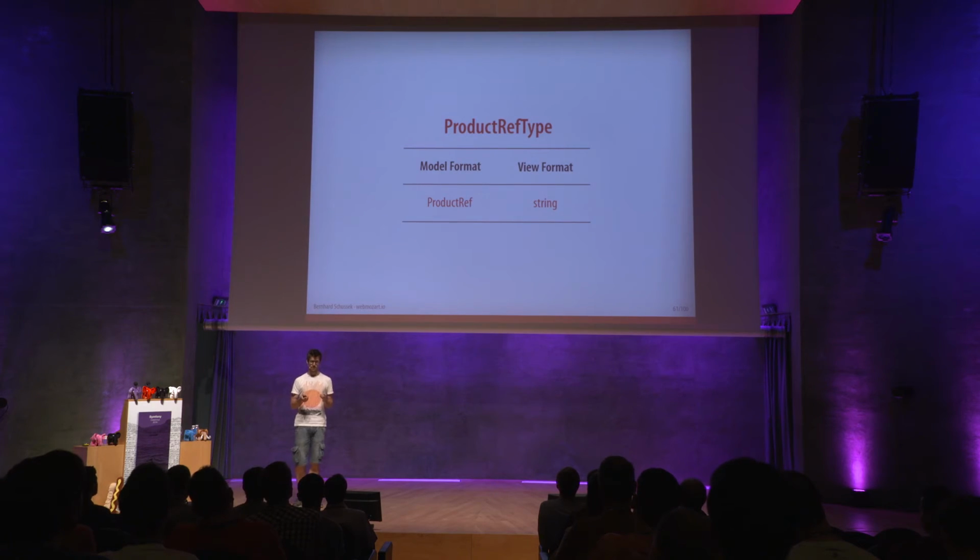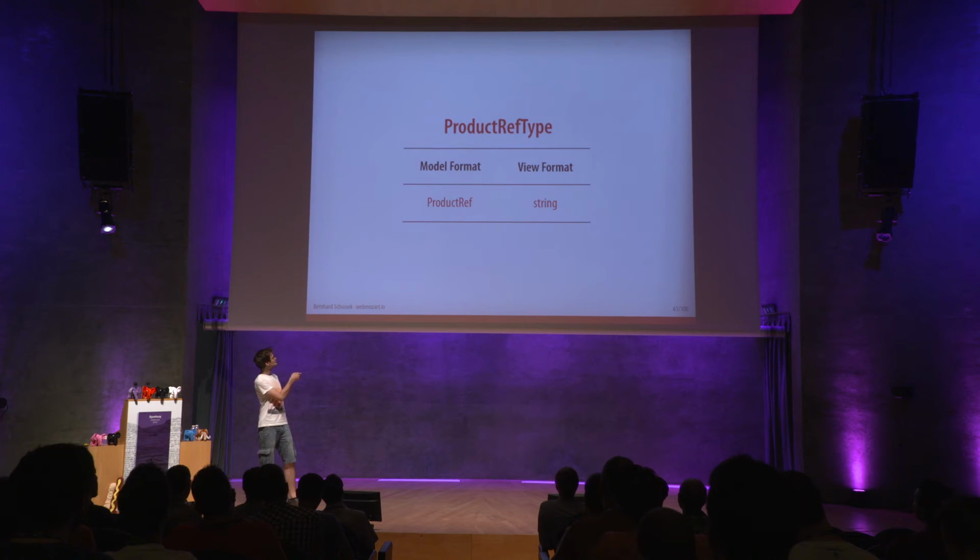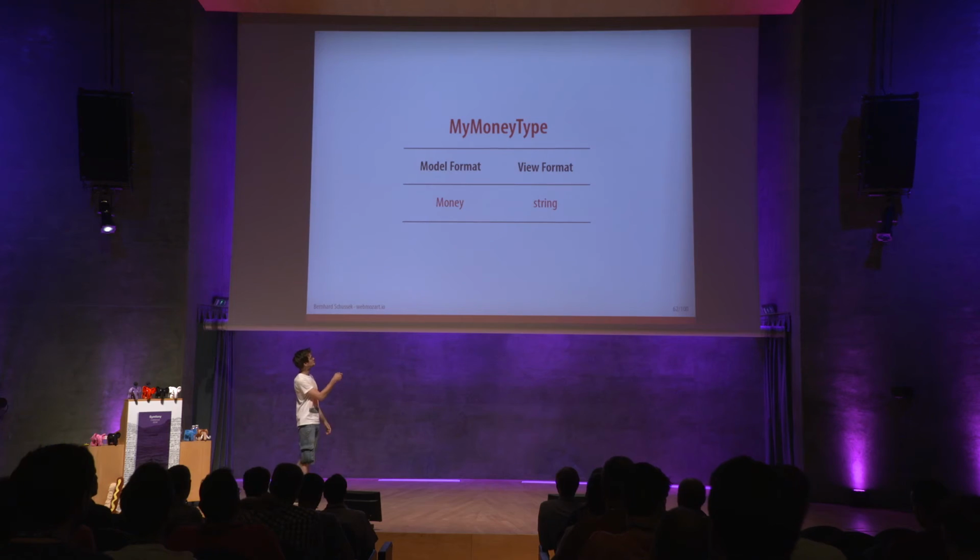Some examples here would be a product ref type, like a value object for a reference to some product, where you store the ID and the name of the product, for example. And this would be a value object product ref, but in your template, it's a string. It's the name of the product. Or the money type, my money type, where you have that money, and again, in your templates, you want to enter your money as number or a string or something like that.